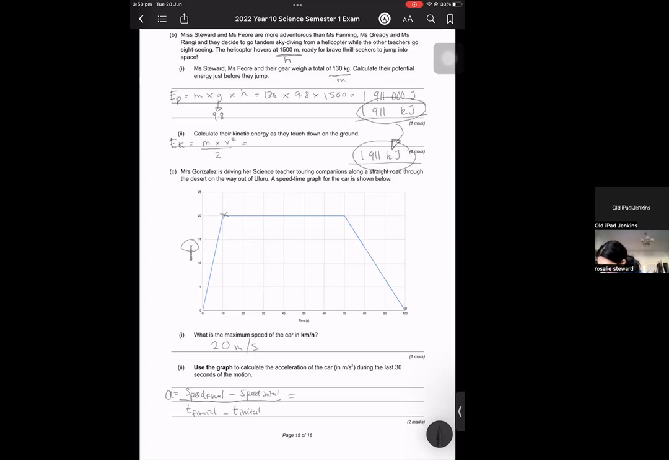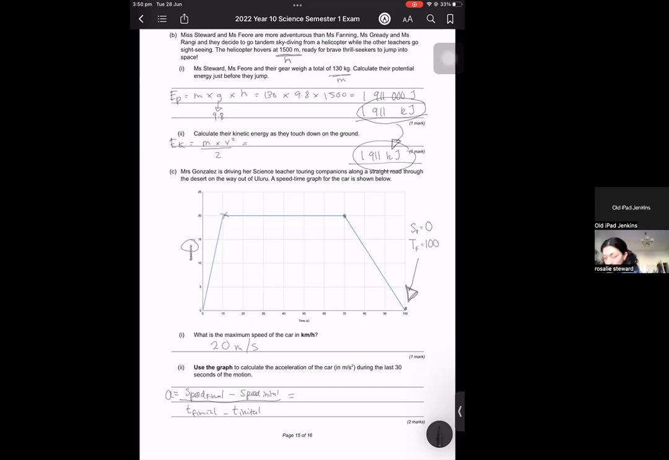So what we're looking for here, let's have a look at this graph. We're looking at the last 30 seconds. So the final speed, let's call that speed final here, is 0. We're at 0. Perfect. The final time here is 100. Okay, so that's the thing.